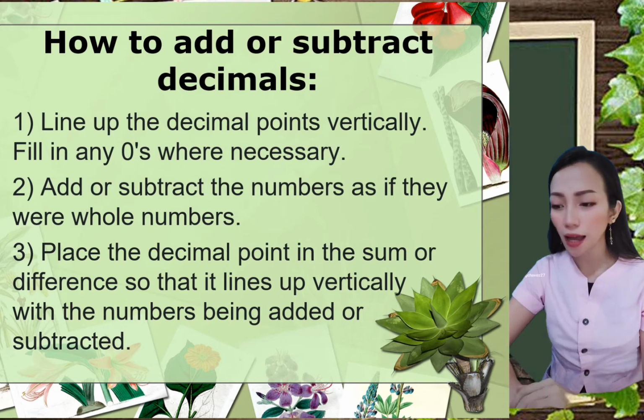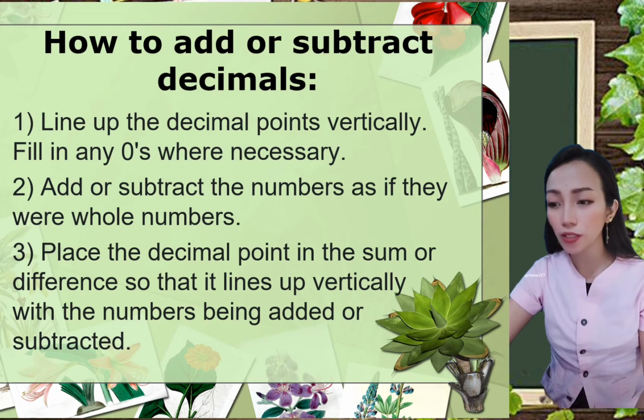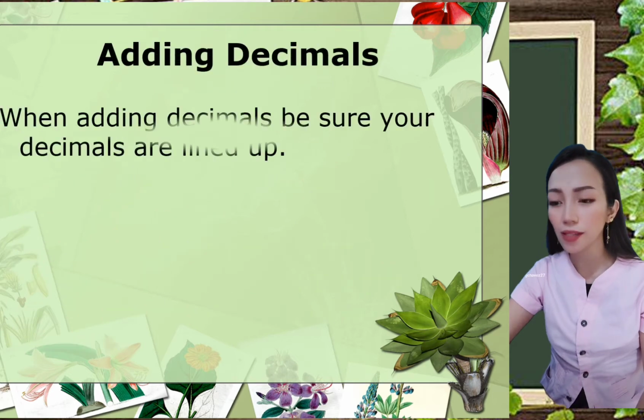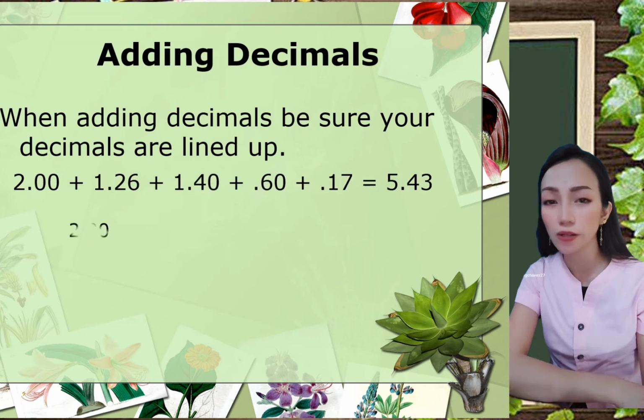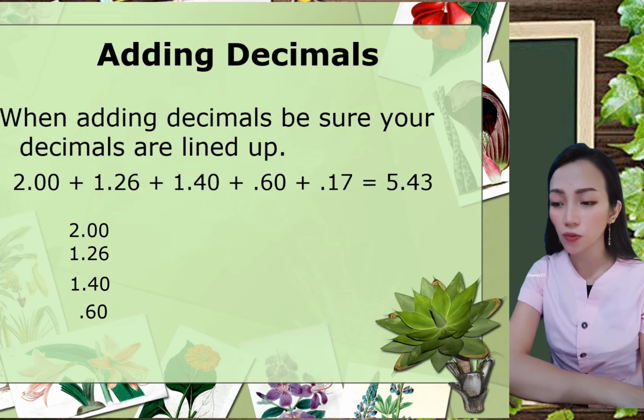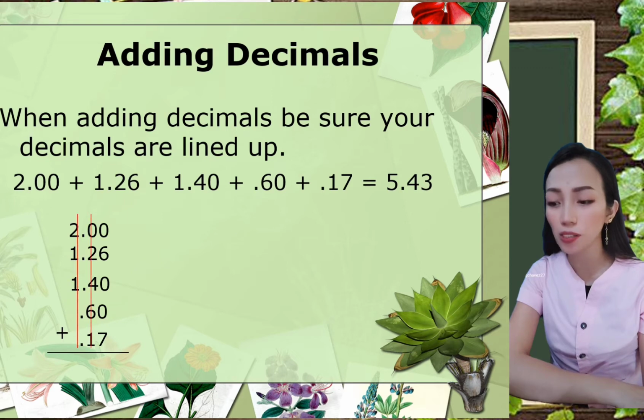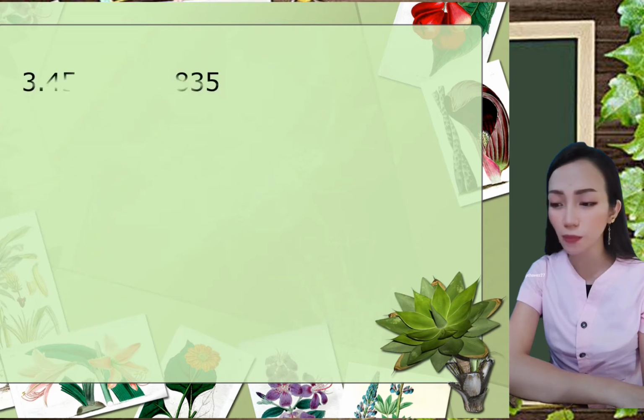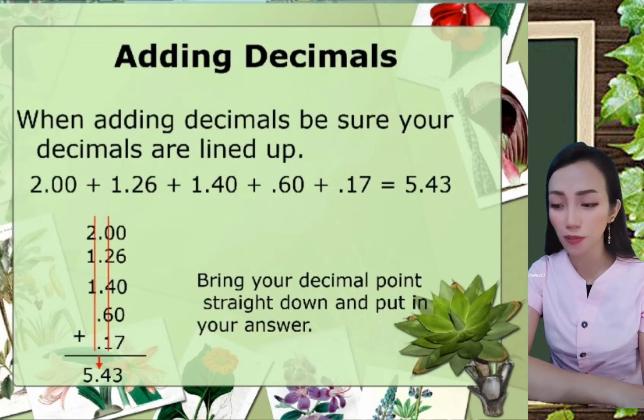Ngayon mga bata ay aralin muna natin or i-review natin ang adding decimals. When adding decimals, be sure your decimals are lined up. Halimbawa, 2.00 plus 1.26 plus 1.40 plus 0.60 plus 0.17 equals 5.73. So remember, pag isinulat natin sila, dapat magkakatapat ang decimal point. And then, let's just add them like a whole number.